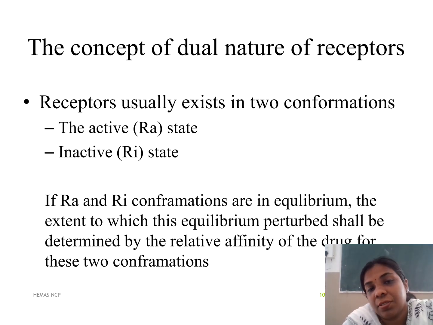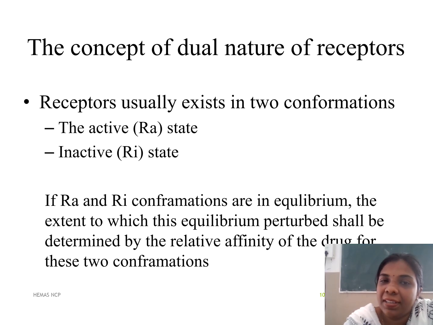The role of a drug in this equilibrium: drugs do not simply switch the receptor on or off. They shift the equilibrium toward one state depending on which conformation they prefer. Types of drugs based on receptor preference. An agonist has higher affinity for RA, stabilizes the active state and shifts the equilibrium toward activation, RI to RA. That means increased receptor response. For example, salbutamol, adrenaline, morphine, etc.